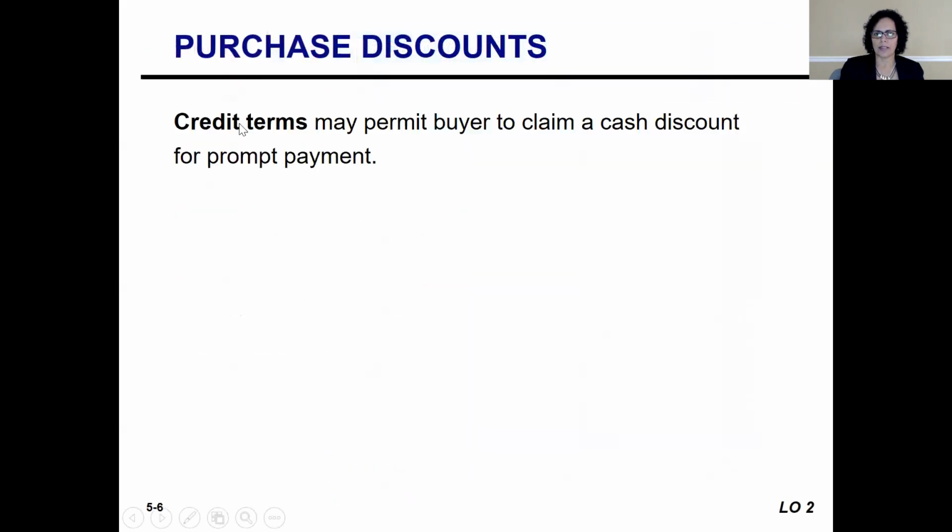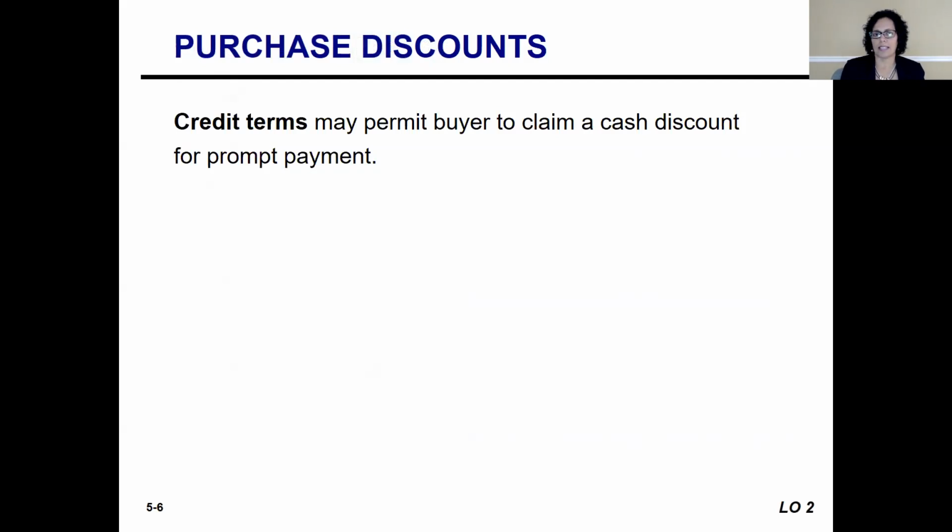We're going to look at the credit terms. Credit terms permit buyers to claim a cash discount for prompt payment. Now, anytime you get a bill and you have 30 days to make the payment, most of us are going to wait the 30 days to make the payment. The seller runs a risk. The risk is I may not pay at the 30 days, I may forget to pay, all kinds of things could happen. As far as they're concerned, they gave up their inventory, they're still waiting for their cash.